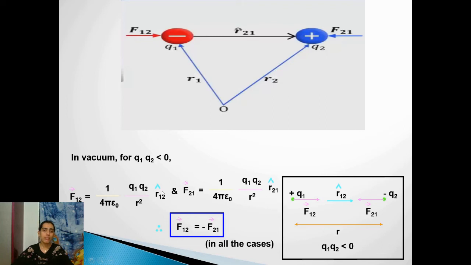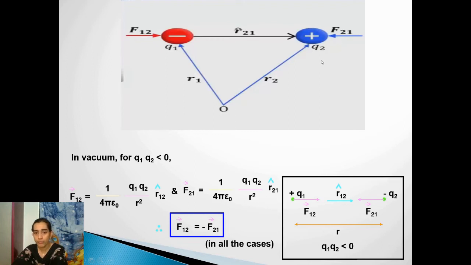It represents the unit vector which will give the direction of the force which is exerted on this charge Q1. Similarly, the force which is exerted on this charge 2 due to the charge 1 is given by the equation vector F21 is equal to 1 by 4 pi epsilon naught Q1 Q2 divided by R square R21 cap. What is R21 cap here? Here R21 cap is the unit vector which gives the direction of the force which is exerted on this charge 2, right?